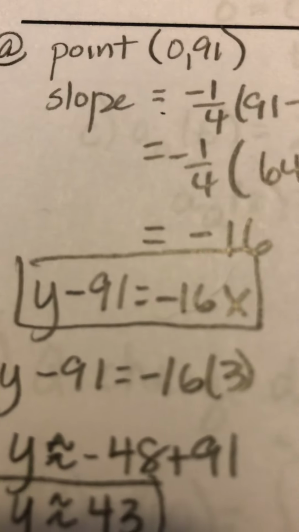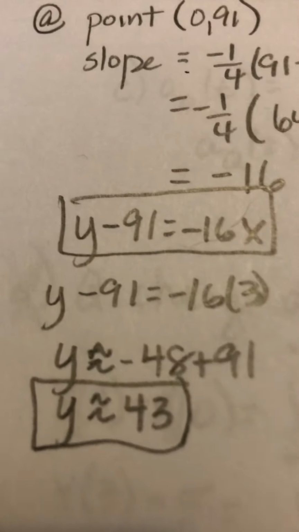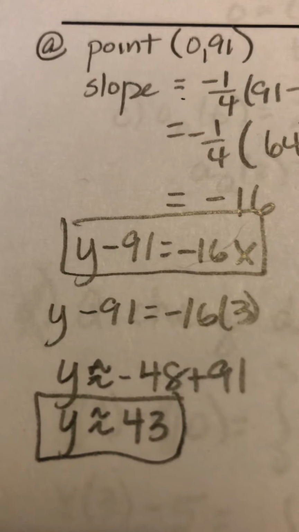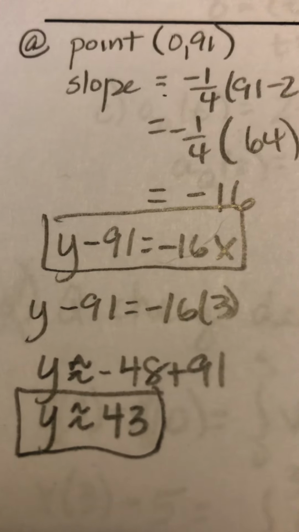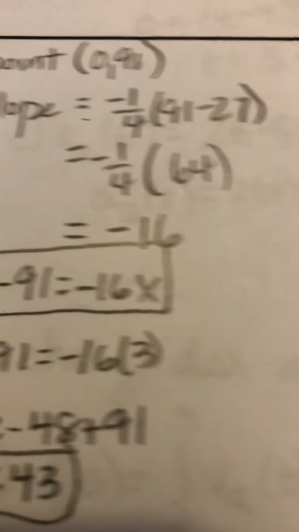And we use that to approximate the internal temperature at time t equals 3. So we sub 3 in for x. So y minus 91 is negative 16 times 3. So y is going to be approximately equal to 43 degrees. At time t equals 3, the temperature is approximately 43 degrees.